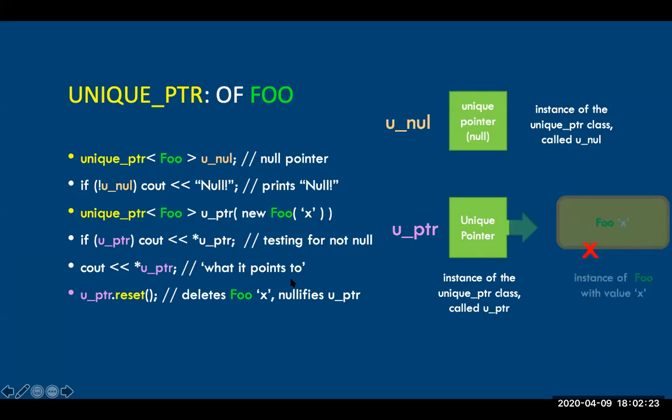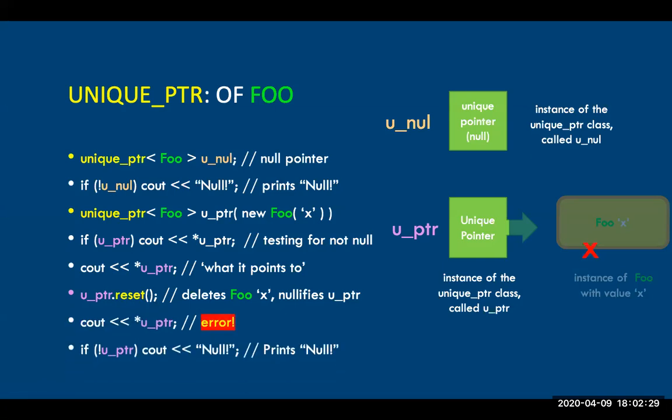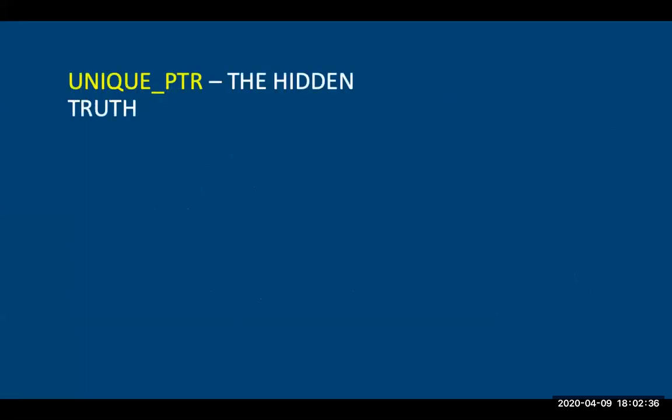So that happens again. That happens whether you explicitly reset it through a method or whether it goes out of scope. Okay. And then if you try to print that out, of course, you would have an error, but you can test it beforehand all the time. Okay. So that's unique pointer with an instance.